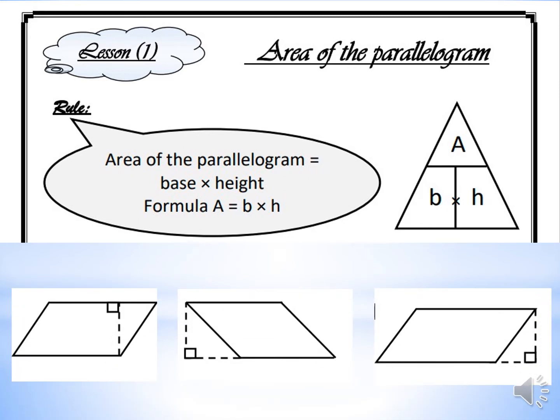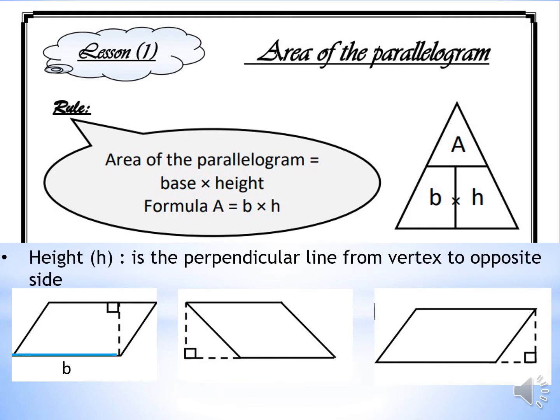These are different shapes of parallelograms. This is the base, and the height is the perpendicular line from the vertex to the opposite side. So this is my height. And in this shape, this is my base, and this is my height. And here, this is the base, and the height is the line from the vertex to the corresponding line perpendicular on it. So this is the height. Every time our rule is the area of parallelogram equals base times height.